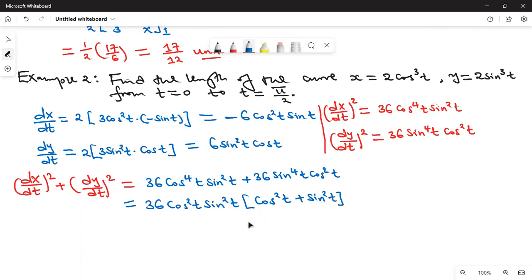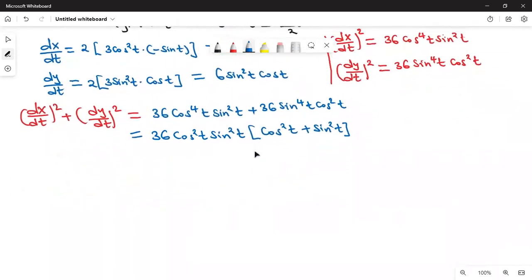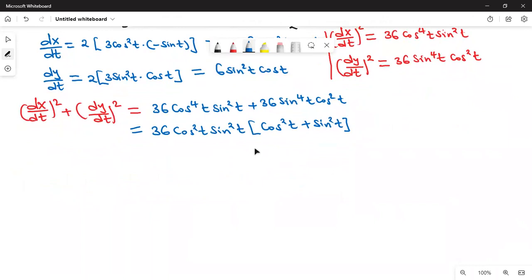Now you need to recall those trigonometric identities. You know that cosine squared theta plus sine squared theta should always be equal to 1. Cos squared t plus sine squared t should also be equal to 1. So you can just write, but cosine squared t plus sine squared t must always be equal to 1. So in short, this can now be written as 36 cos squared t times sine squared t.